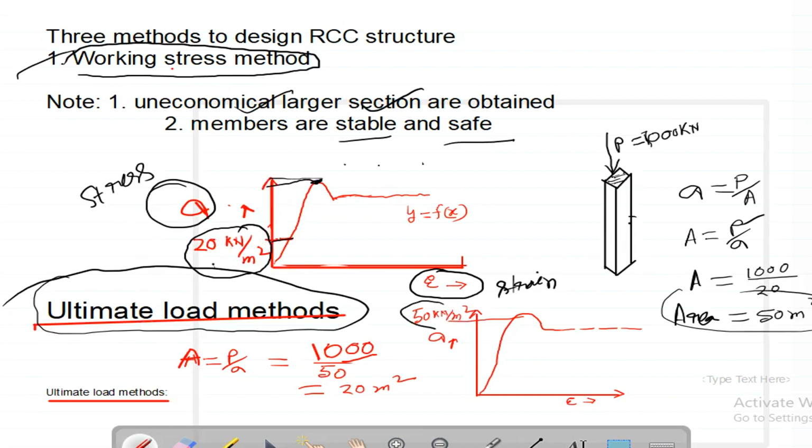Suppose I am assuming 50 kilonewton per meter square. And if the stress is 50 kilonewton per meter square, how much will the area be? External load is 1000 and sigma is 50. So ultimately we get an area of 20 meter square.